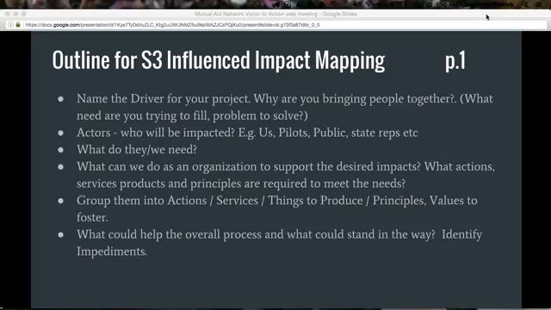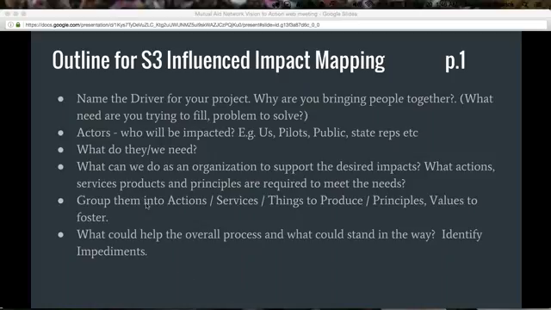And actually, that's an excellent segue into the next part of this impact mapping exercise, which is who will be impacted. You need to think about everyone: we who are carrying out a project, pilot sites, people in the public, people in politics. And then what do they need? What can we do as an organization to support the desired impacts? What actions, services, products, and principles are required to meet the needs? We group them into actions, services, things to produce, principles, values to foster, and evaluate what can help the overall process or what can stand in the way.